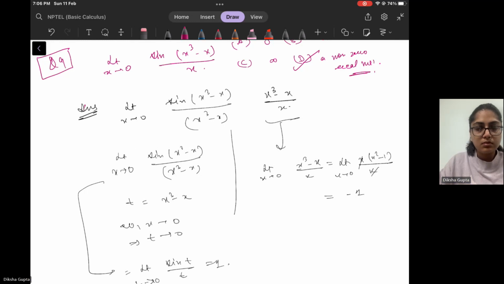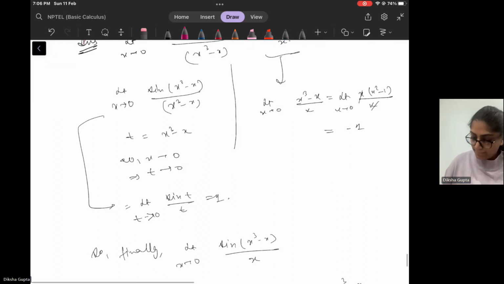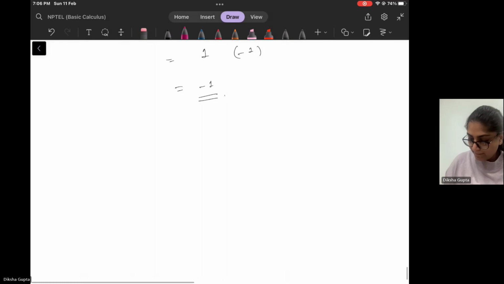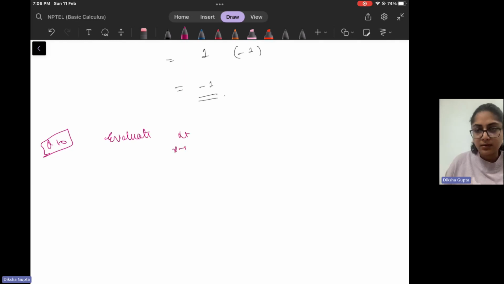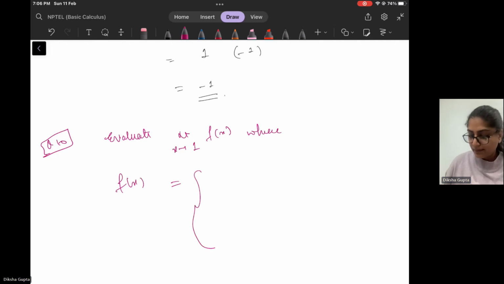So the first question in this regard is: evaluate the limit as x tends to 1 of f(x), where f(x) is defined as (x minus 1 minus mod of x minus 1) upon (x minus 1) when x is not equal to 1, and 1 when x is equal to 1.